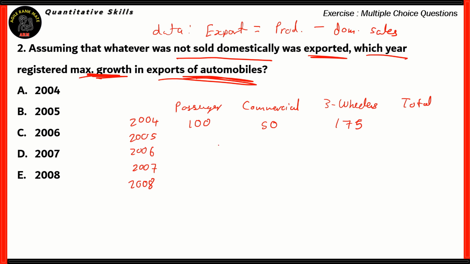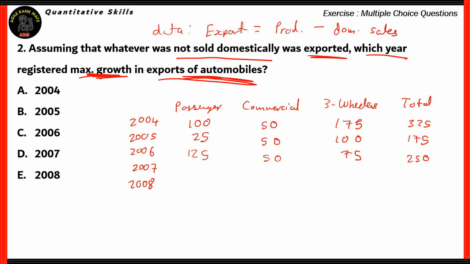Now, when we add these together, 150 plus 175 gives you 325. So that's the total export. Now we're going to do this for every year. For 2005, the values are 25, 50, and 100. So the total exports is 175. Next, we have 2006, where you have 125 passenger vehicles, 50 commercial vehicles, and 75 three-wheelers exported. So we get a total of 250.